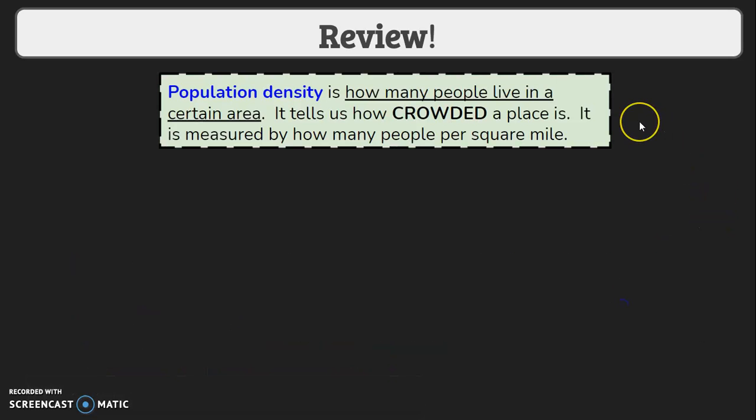Let's review. Population density is how many people live in a certain area. It tells us how crowded a place is. It is measured by how many people live in a square mile or square kilometer area.